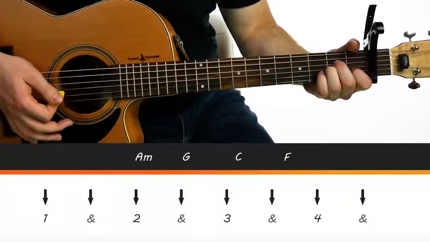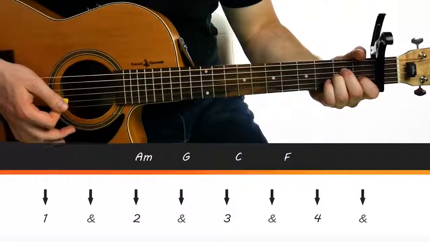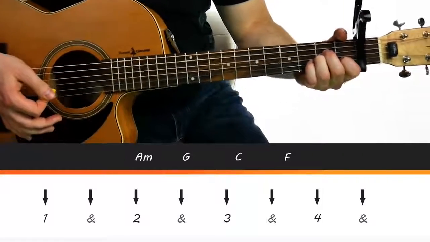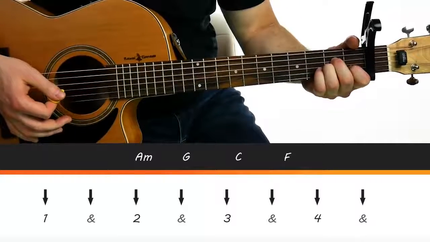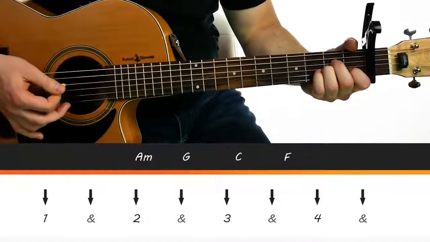You want a partially muted effect, which gives kind of an interesting sound, and this is a pretty common technique if you've never seen it before. And all we're going to do is play on the beat and the and. So what that's going to look like is this.